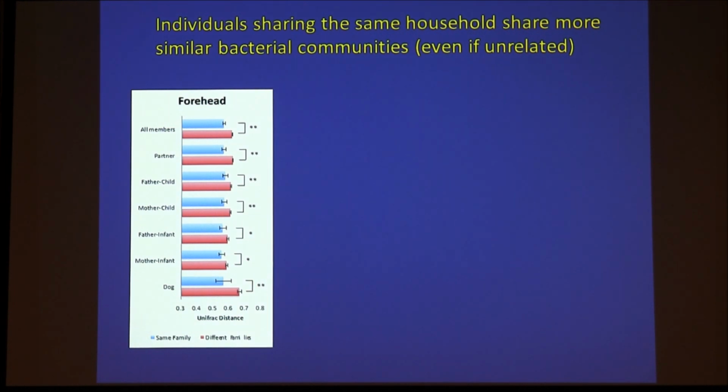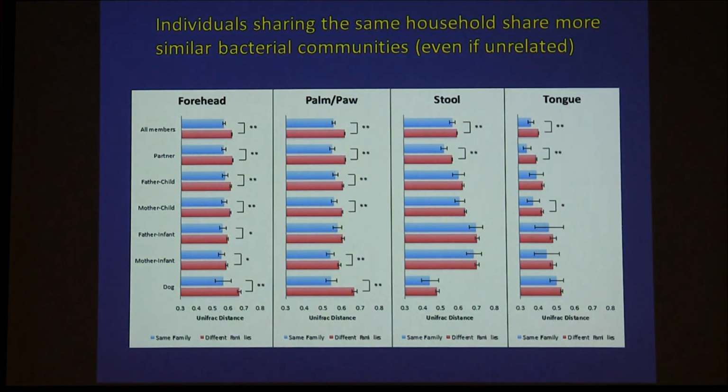And interestingly, this also works across species. So dogs living in the same house share more similar bacterial communities than we'd expect by chance. And this is not just true for the forehead, this is true for a lot of environments. It varies in strength, but this is true for palm bacteria, those found in stool samples, and those on the tongue, where individuals sharing the same household seem to share slightly more similar bacterial communities. So the short answer is what we think is happening is they're basically exchanging microbes in their environment, or they're picking up microbes from their environment, and that's shaping the types of communities you find there.